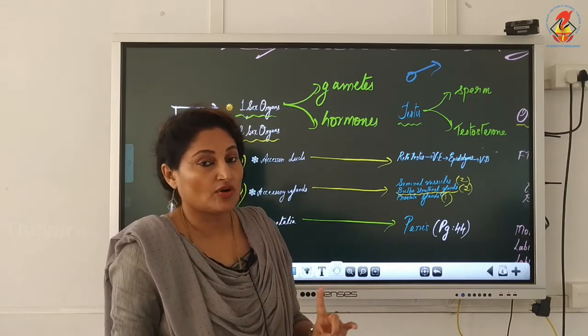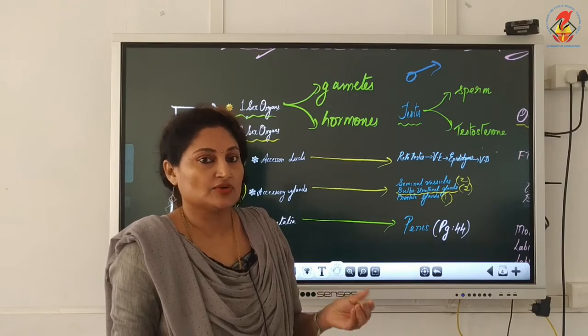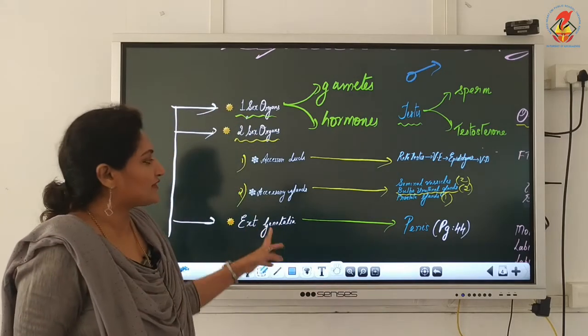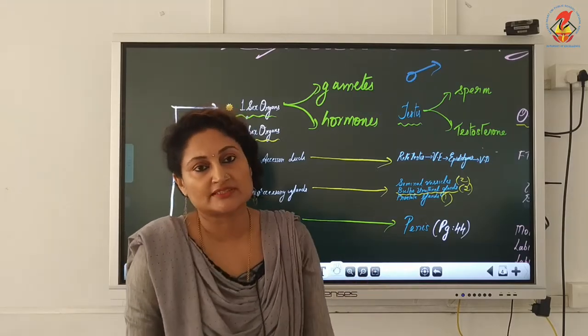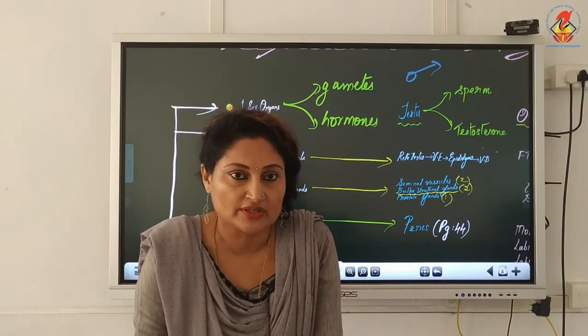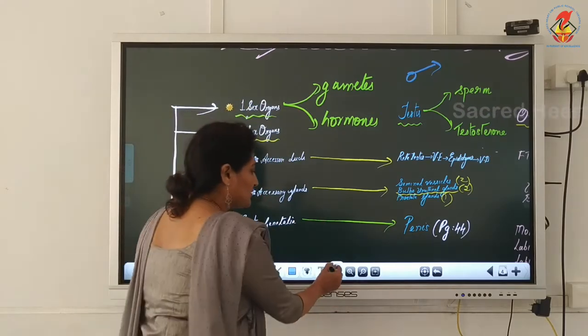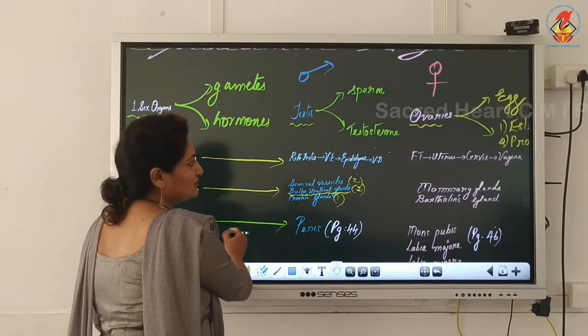Bulbourethral glands are also called the Cowper's gland. It gives out an oily secretion for lubricating the penis. And last we have the external genitalia, which is represented by the penis. It's a copulatory organ which helps in insemination. Now we are going into the female reproductive system.